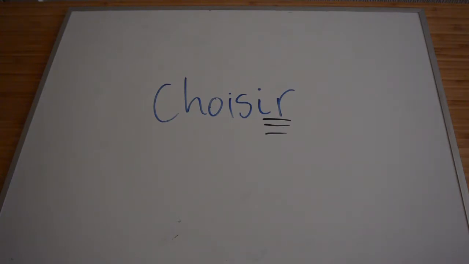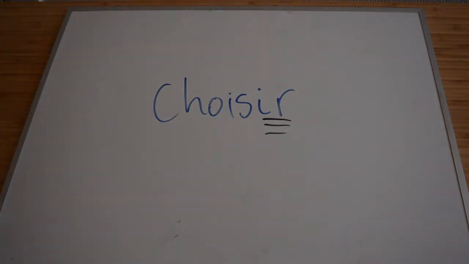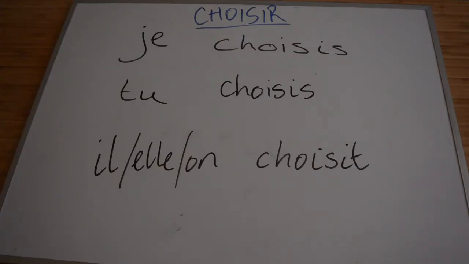Choisir is an IR verb in the infinitive, IR at the end there. Same again, we take off the IR and add the correct endings that we need. The endings are different from ER verbs though, so we need to make sure we're putting the correct endings on. So let's take a look at them. So there we go, I've got our main infinitive, our main verb at the top there with its IR ending. And at the moment that means to choose.